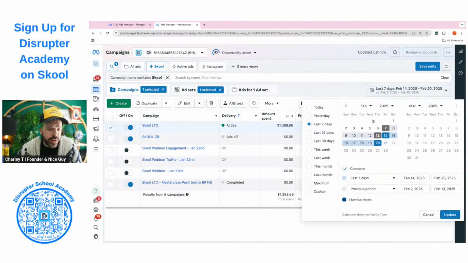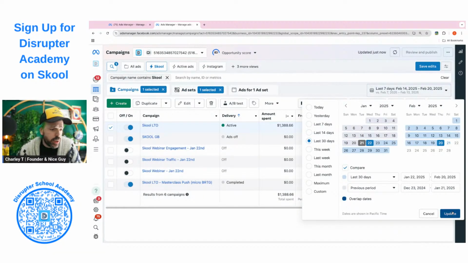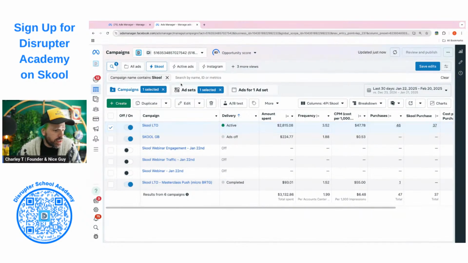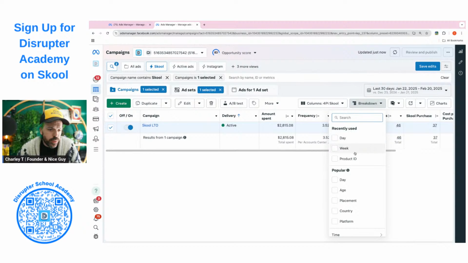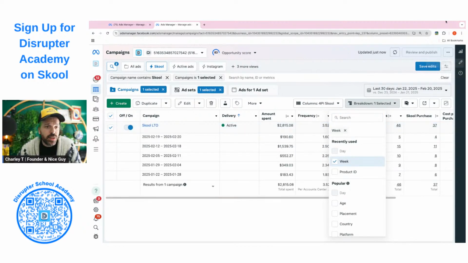If we go back here, let's say last 30 days, let's break down by week. Cool. Let's just look at this one campaign so it doesn't get too crazy. And then let's do breakdown by week here. Awesome. So we can begin to look at what's going on.